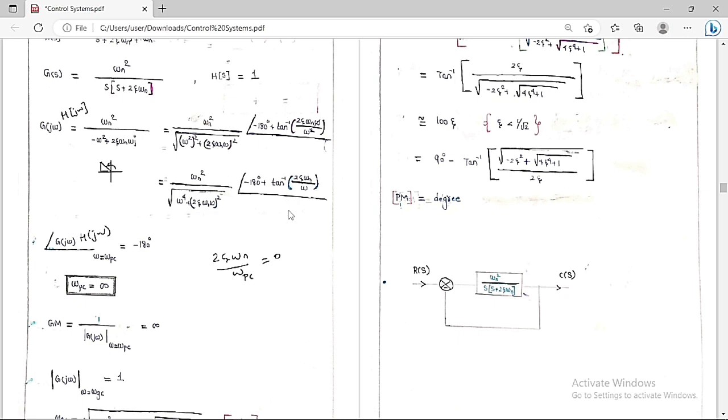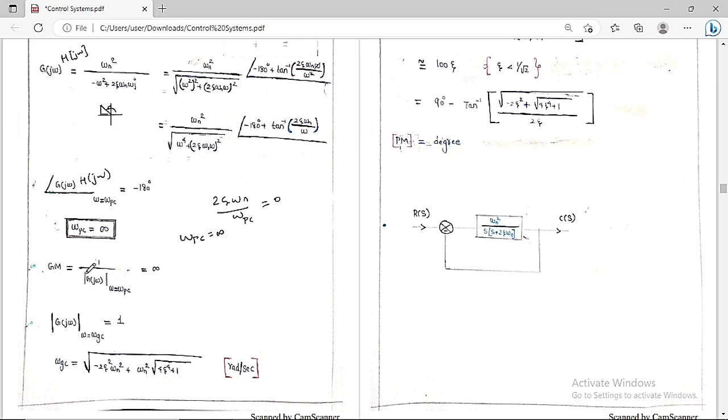This omega PC is going to become infinity, because these are some non-zero values. Therefore, this must become infinity whenever this overall value becomes 0. So this value is equal to infinity, so the phase crossover frequency is equal to infinity, for the standard second order systems.